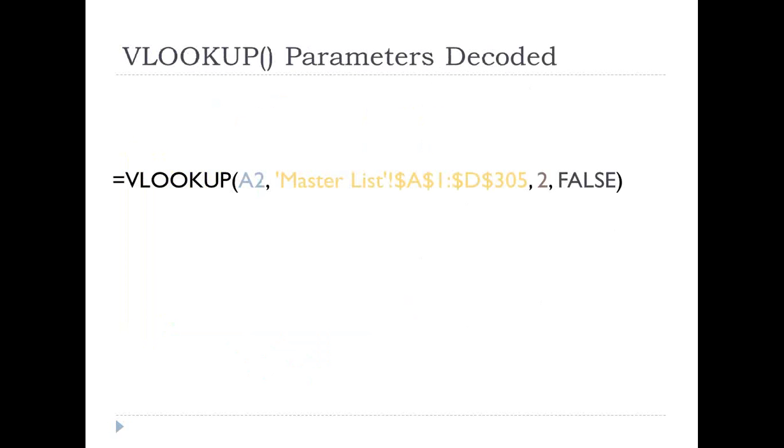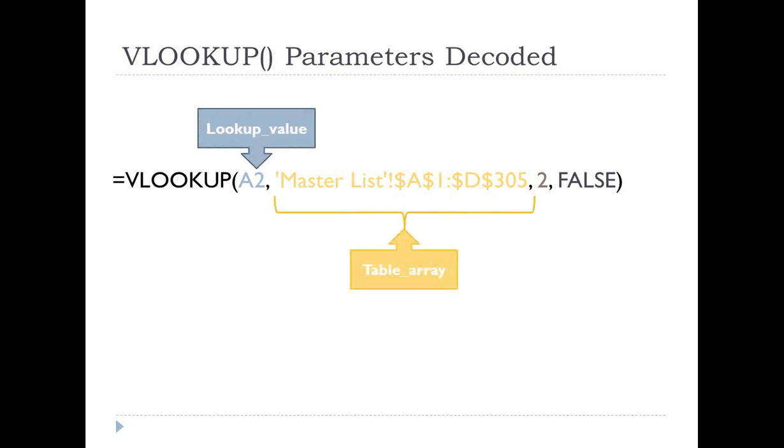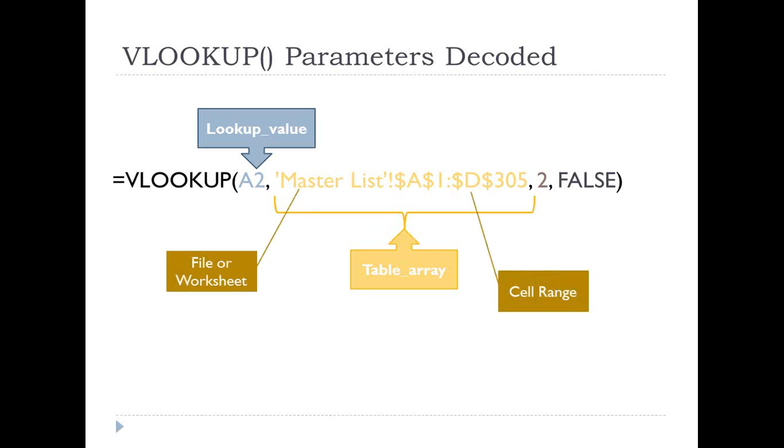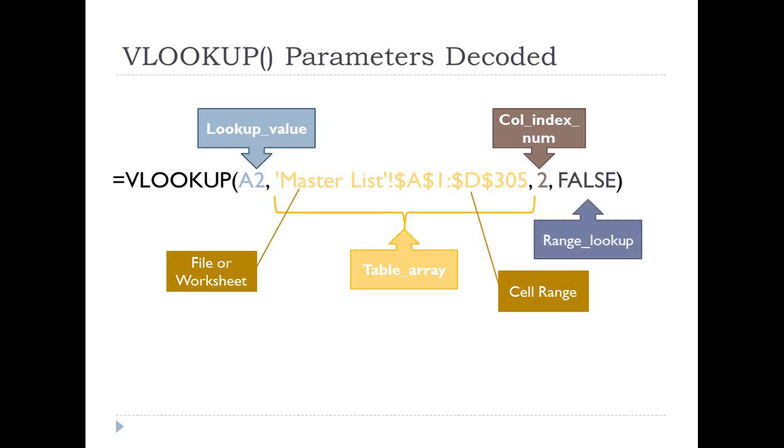So this may look like a lot of gobbledygook to those who aren't used to viewing functions in Excel. But you see the equal sign and the function tag, and then the first parameter is the lookup value. The second parameter is the table array, which includes the file or worksheet name, followed by the cell range. The third parameter is the column index number, and the fourth parameter is range lookup. Now I'll describe these in detail in the next slide. But that's the VLOOKUP function decoded.